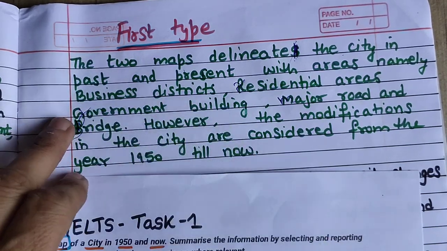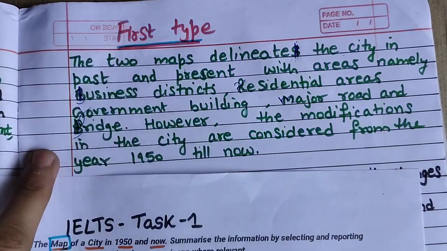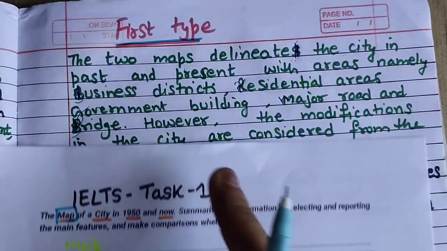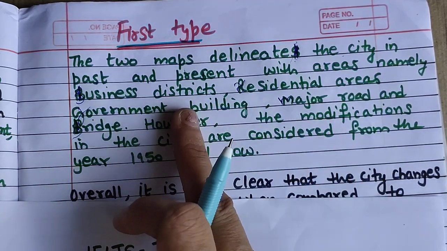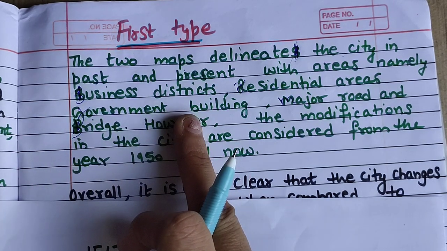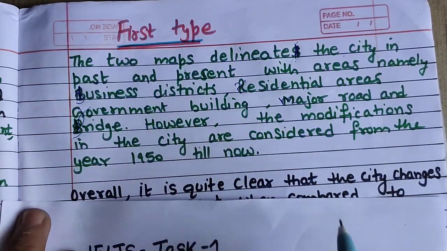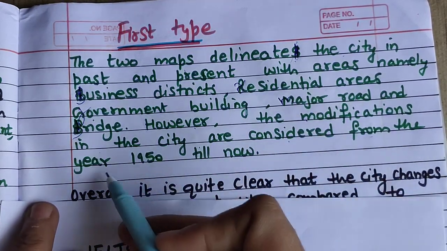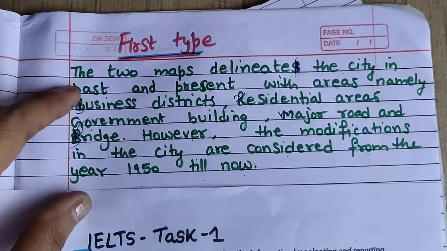You should not do it, because here they have just given the names of these categories, but here we are using these words in a sentence. These are not persons, these are not proper nouns actually. So government building, which department building, they have not given. That's why these words will be in small letters. Now, however, the modifications in the city are considered from the year 1950 till now. So you can use this kind of introduction also.